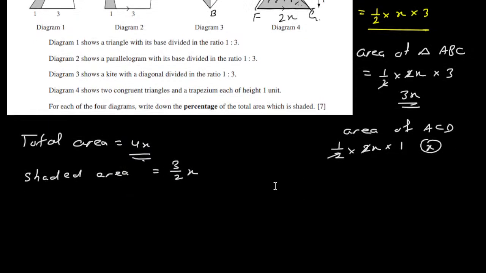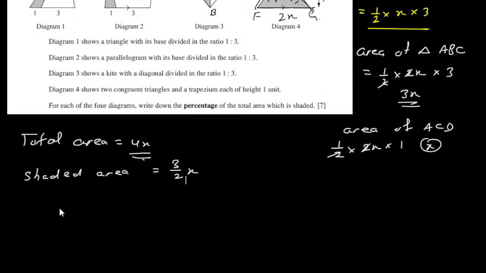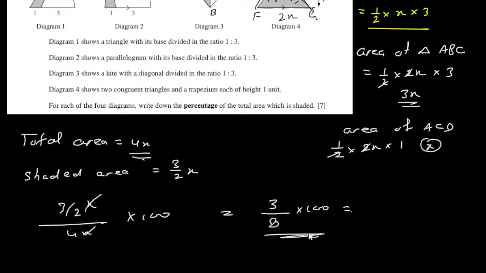So what we have to find? Percentage of shaded area to total area. So 3 divided by 2x divided by 4x times 100. So this will be 3 divided by 8 times 100. That's it. You work out 3 divided by 8 times 100 and you will get the answer. I hope now you understand.